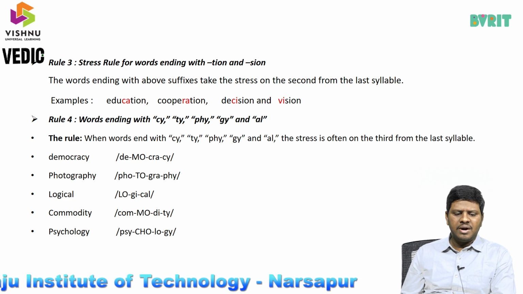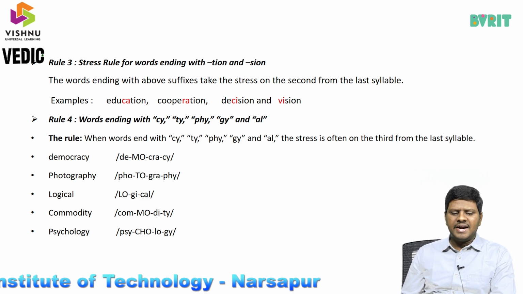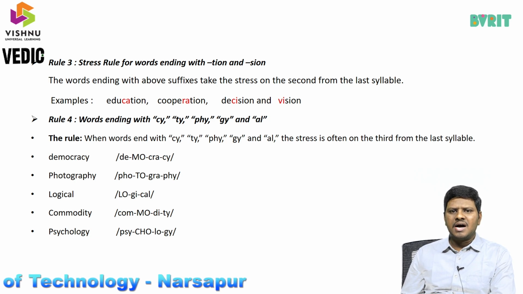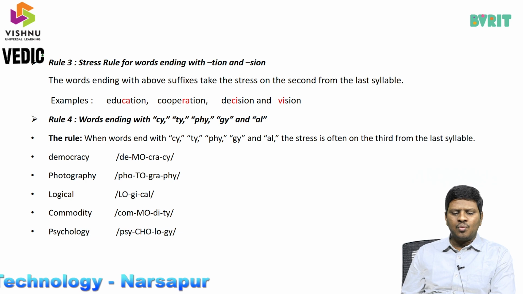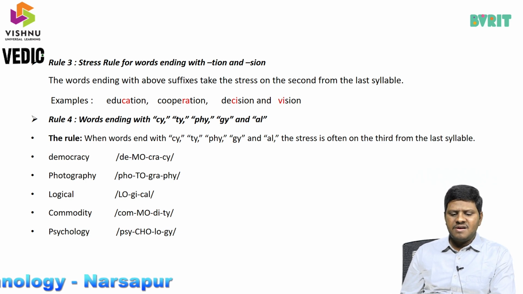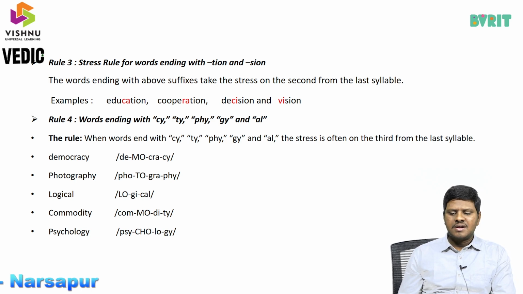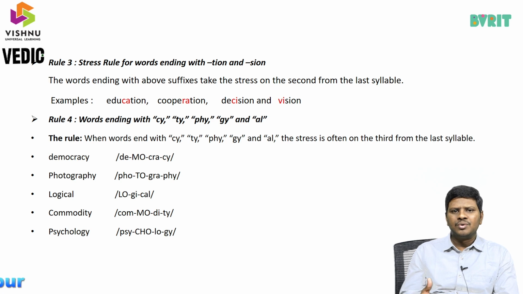Okay, and rule number 4: words ending with C, T, F, G, and L. The rule, words that end with C, T, F, G, and L, the stress is often on the third from the last syllable. From the last syllable counting to the third syllable, we keep the stress mark on the third syllable from the last. Now let us go through the examples, then you will understand it in a better way.